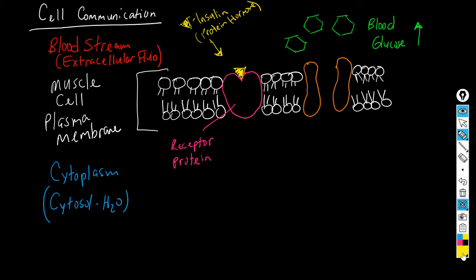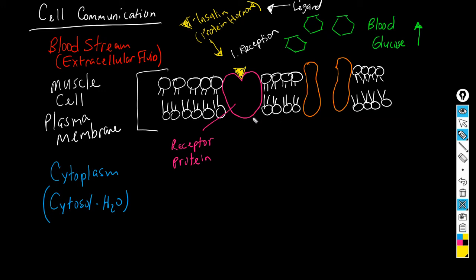So when this happens, we have the first step of cell communication, which is reception, okay? And another thing I want you to point out is that the insulin would also be called a ligand, because that is our generic term for a hormone or a signaling molecule. So reception is the first step. Now, again, I'm going to oversimplify this. We're going to look at some of the details a little bit later on.